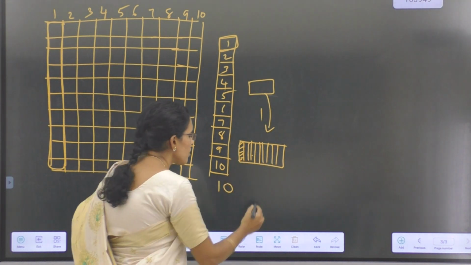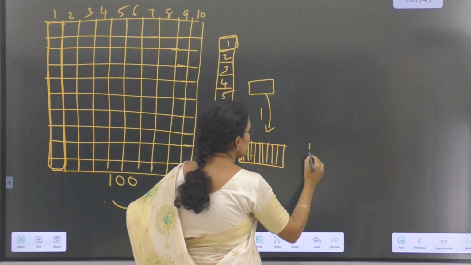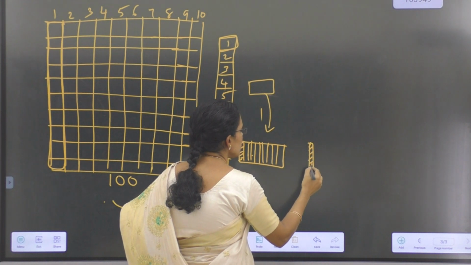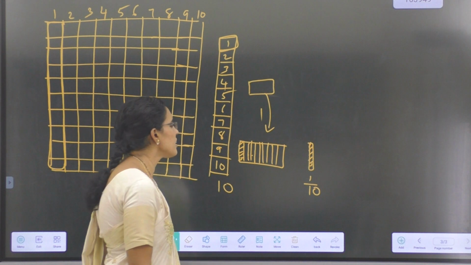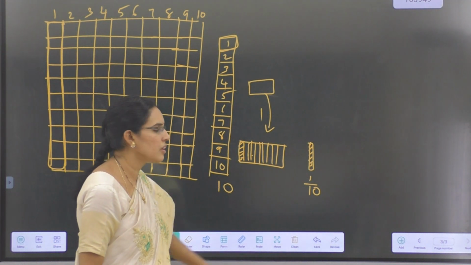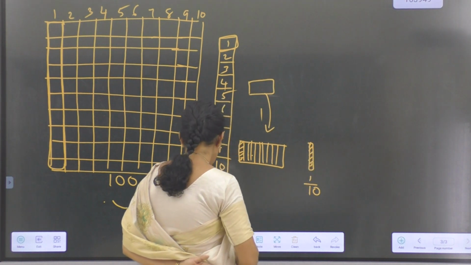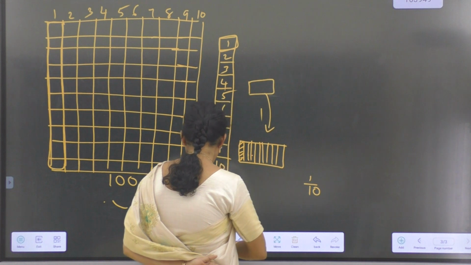You know fractions, children? It is 1 by 10. Just we are considering 1 out of the 10 equal parts. Then this region is 1 by 10. The shaded region is 1 by 10. Further, again I am dividing this into 10 equal parts once again.